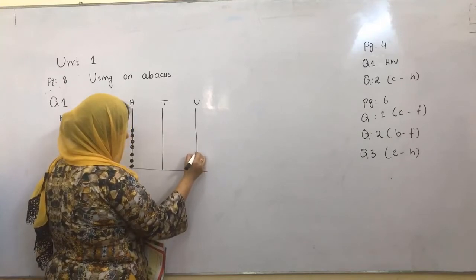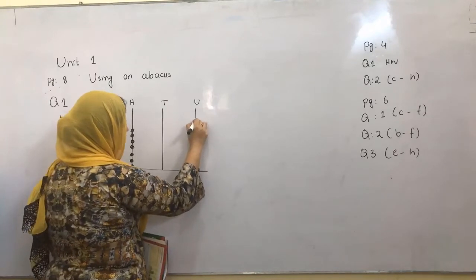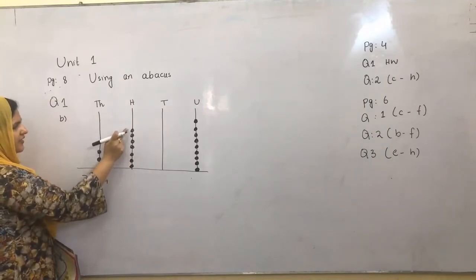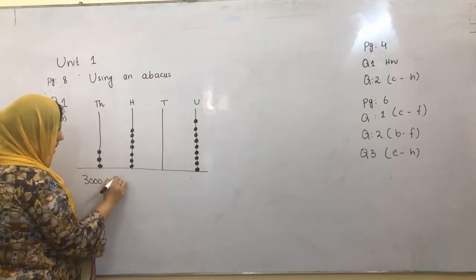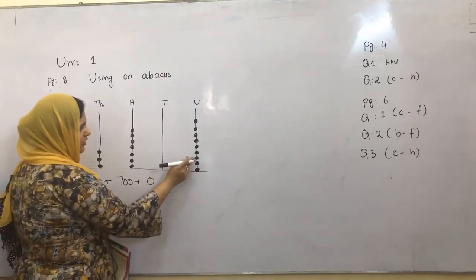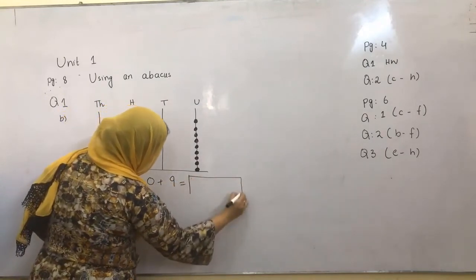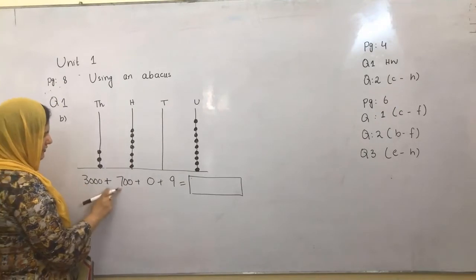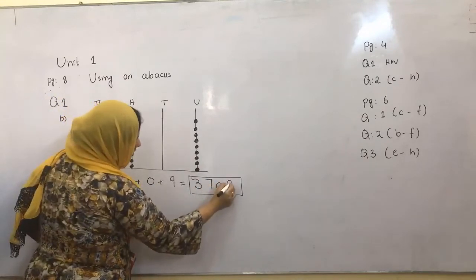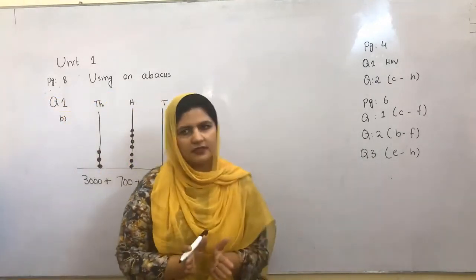1, 2, 3, 4, 5, 6, 7, 8, 9. 1, 2, 3, 3000. 1, 2, 3, 4, 5, 6, 7, 700. No rings in tens, it means this is 0. And 1, 2, 3, 4, 5, 6, 7, 8, 9, it means this is 9. 3,709. 3,700. Tens is 0, so this is 0 and 9. Which line is empty? It means this is the 0 place value.